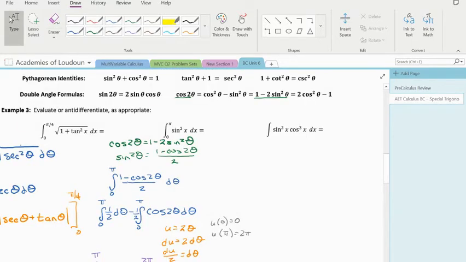Now for this next example, I'm going to call this the odd man out.